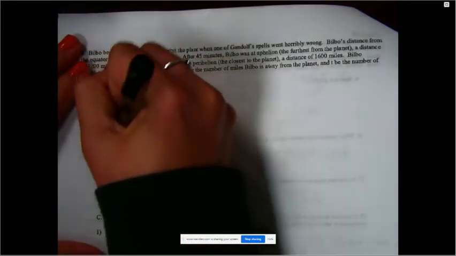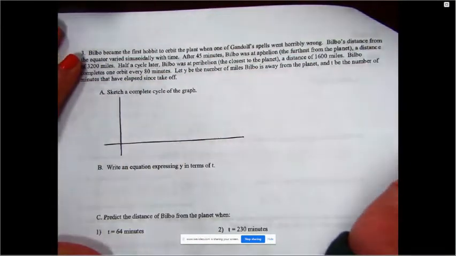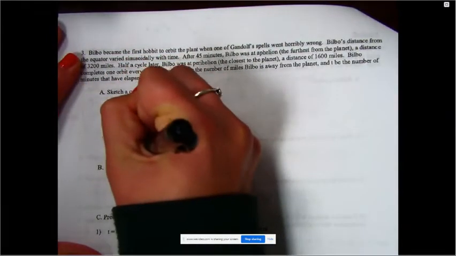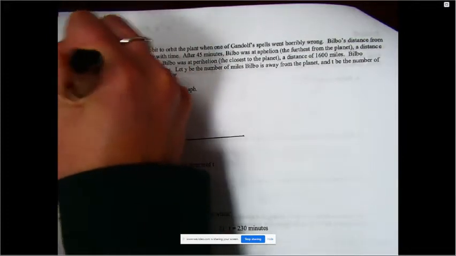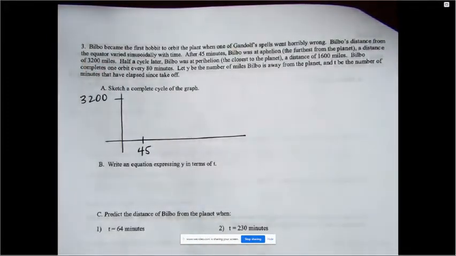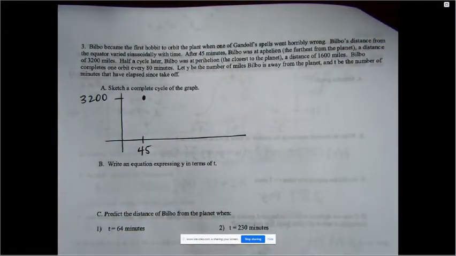And in drawing my graph, at 45 minutes, we are at the furthest planet, 3,200 miles away. Half a cycle later, he was at this other planet, which was the closest, 1,600.